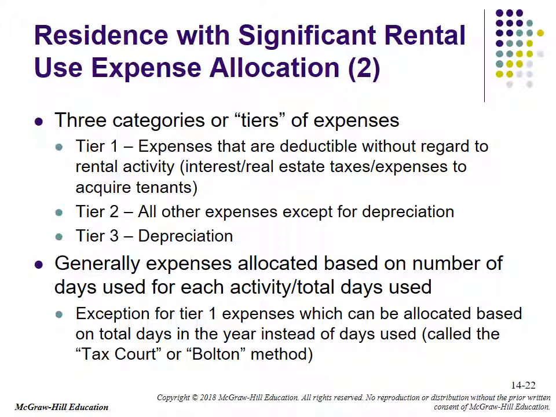You're going to see we'll come back to these tiers when we talk about an office in the home. There are 3 categories. The first category is expenses that are deductible without regard to rental activity. So you can deduct the mortgage interest and real estate taxes associated with the rental time, and advertising expenses to acquire tenants. Those are your first set of expenses. If those expenses are less than your rental income, then you can deduct them all. The next tier is all the other expenses for the rental.